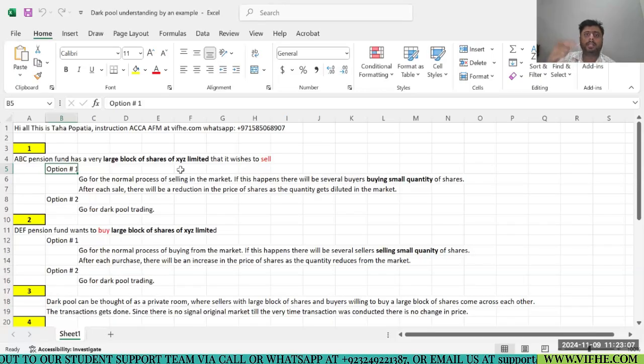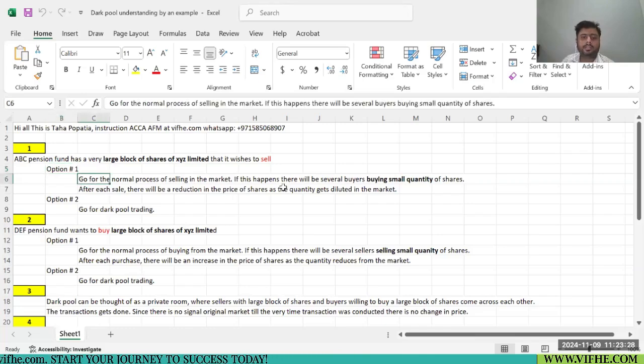There will be multiple buyers, and on the stock exchange, the buyers and the sellers come every minute, on the window. So if ABC pension fund sells all their shares of XYZ Limited on the normal stock exchange market, what is going to happen? Go for the normal process of selling in the market. If this happens, there will be several buyers buying a small quantity of shares.